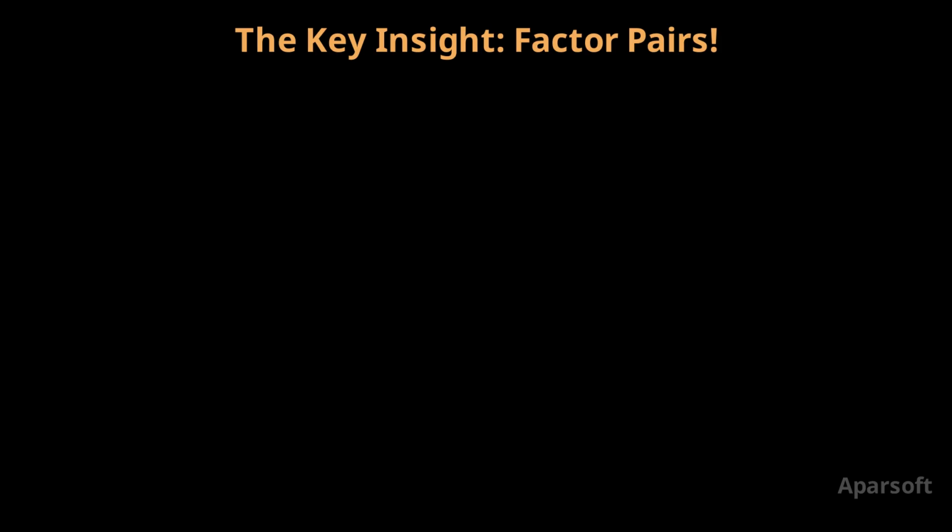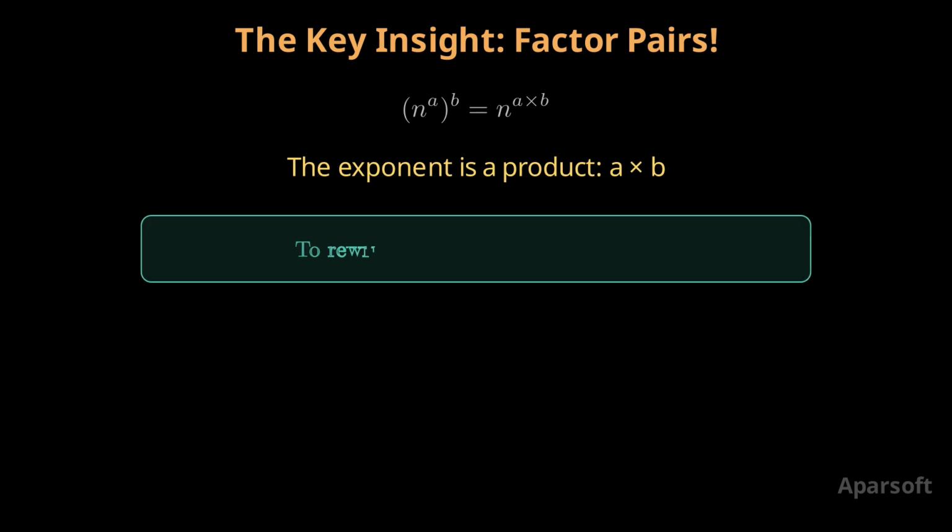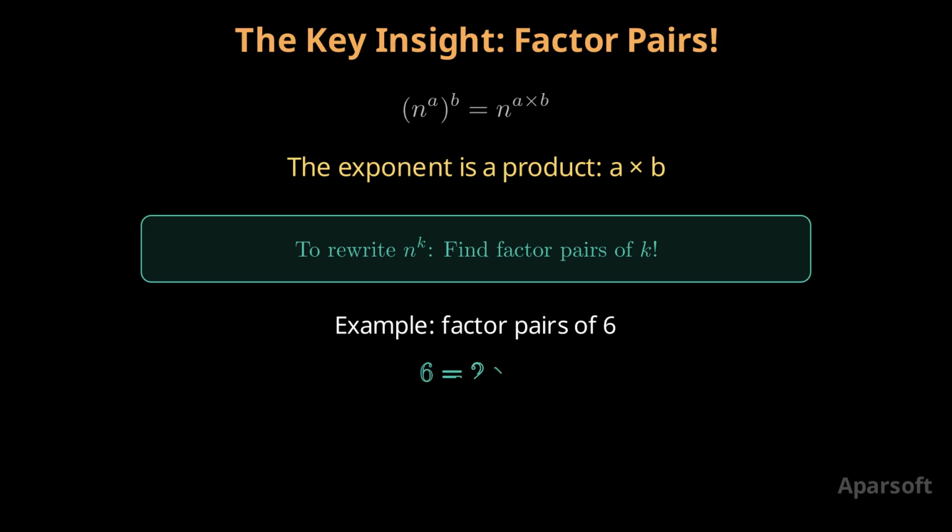Here is the beautiful insight. Look at the exponent in the result. It is a product a times b. So if I want to rewrite n to the k as a power of a power, I just ask, what are the factor pairs of k? Each factor pair gives me a different way. Take the number 6. 6 is 2 times 3 and also 3 times 2. So n to the 6 can be n squared cubed or n cubed squared. Two different ways from two factor pairs.